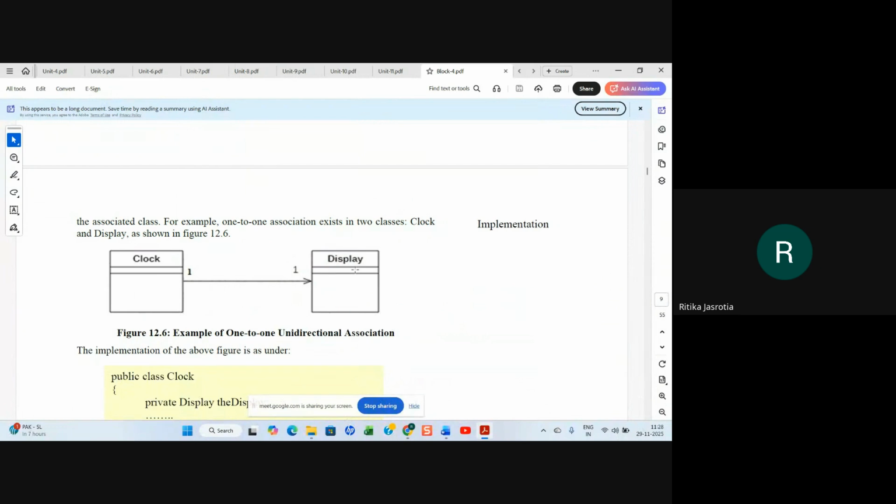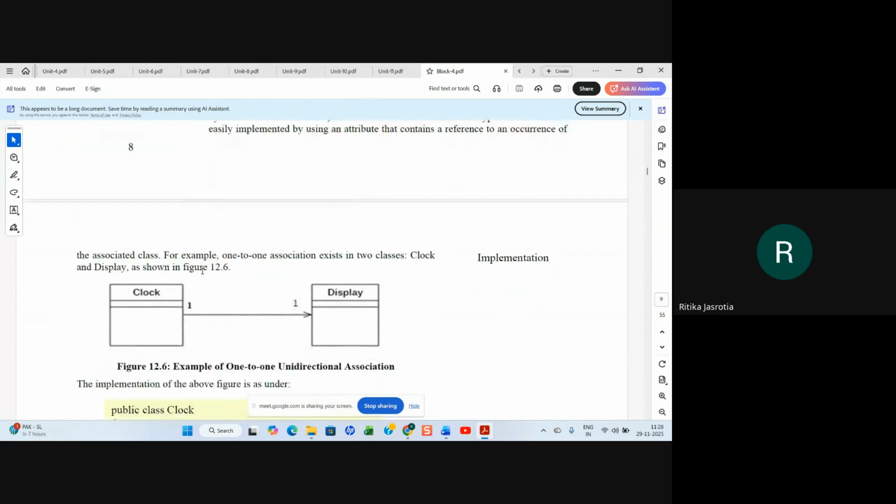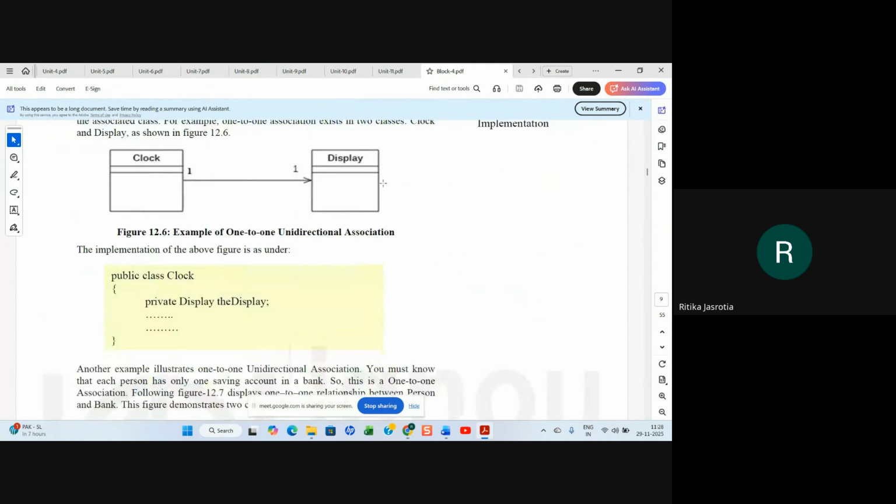Clock to display is unidirectional, one way. It will go from clock to display. One-to-one association is there, one clock, one display, but not in the reverse direction. This type of association is easily implemented using an attribute that contains a reference to an occurrence of the associated class. For example, a one-to-one association exists between two classes, clock and display, which is shown here.